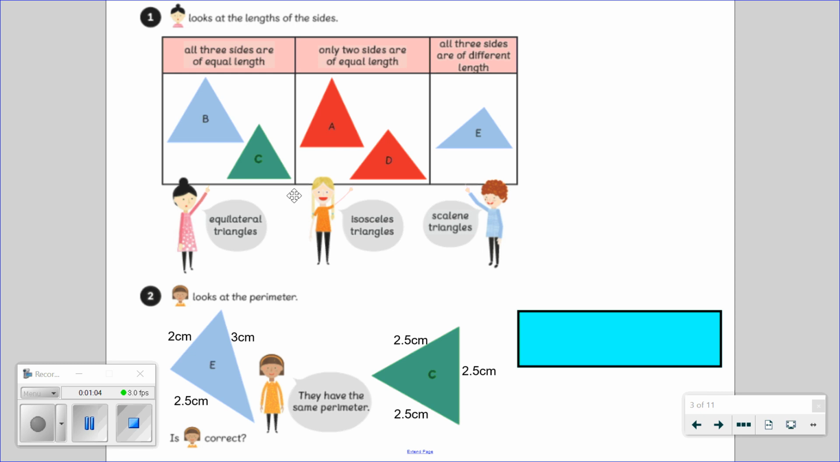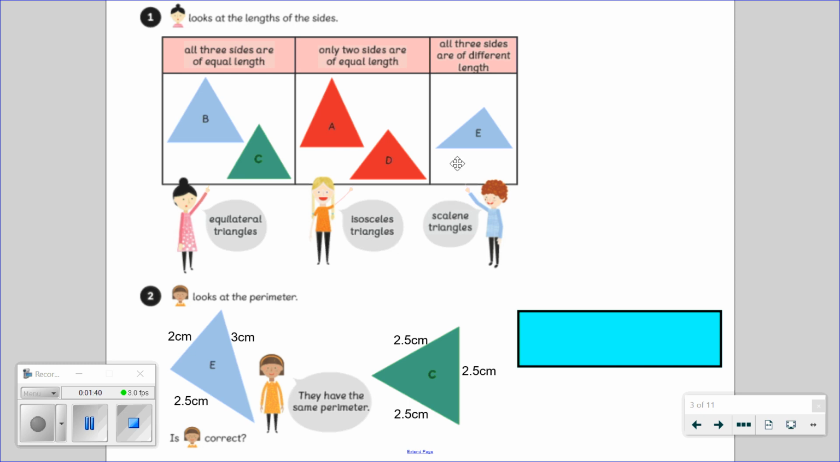She has found that triangles A and D have only 2 sides that are equal length. We can see this on triangle A. These 2 sides are the same length, but this one is shorter. And on D, these 2 sides are the same size, but this one is longer. Both have 2 equal sides and 2 equal angles. And Hannah tells us that triangles that have only 2 sides of equal length are called isosceles triangles.